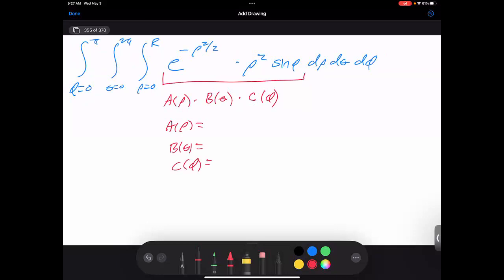So I'm claiming I can write this as a product of 3 functions. One function depending only on rho, one function depending only on theta, one function depending only on phi. What's the function over here? What would be my a of rho?